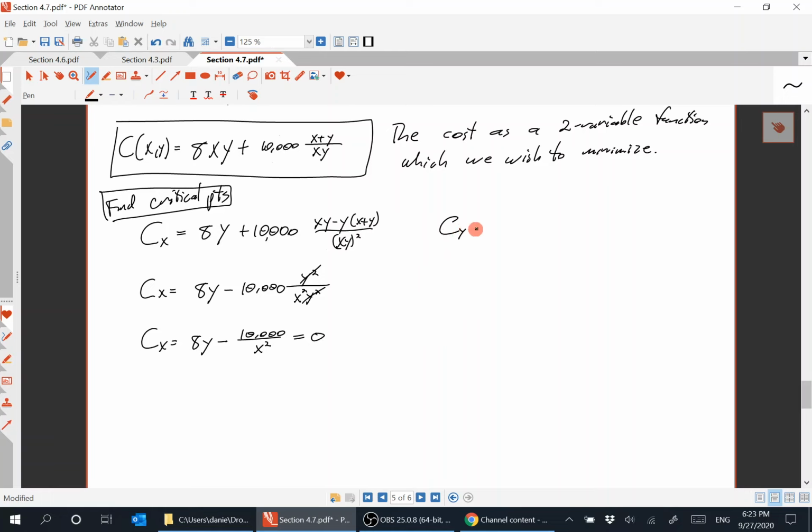The partial derivative with respect to y is equal to 8x, and then it's just going to be very similar to that, 10,000 over y squared. And we set that equal to 0. So this tells us that x is equal to 10,000 over 8. So that's 5,000, 2,500. So 1,250 over y squared. And now we take this and plug that into here.